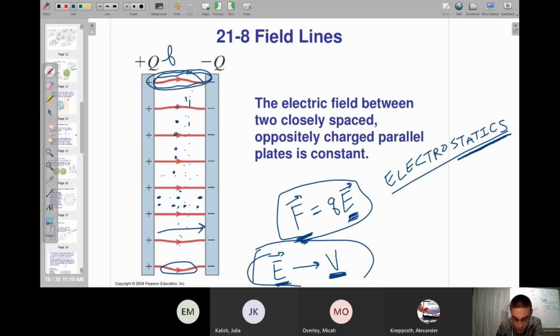And the only point at which this assumption breaks down is when you get to these edges here, when it's not near the middle, but very close to the edges. And this phenomenon is called fringing. So at the edges of these parallel plates, you'll see the electric field lines start to bow out a little bit, and this phenomenon is called fringing. So that's where the assumption breaks down. Okay, so this is called a capacitor. Let's go on to the next thing.